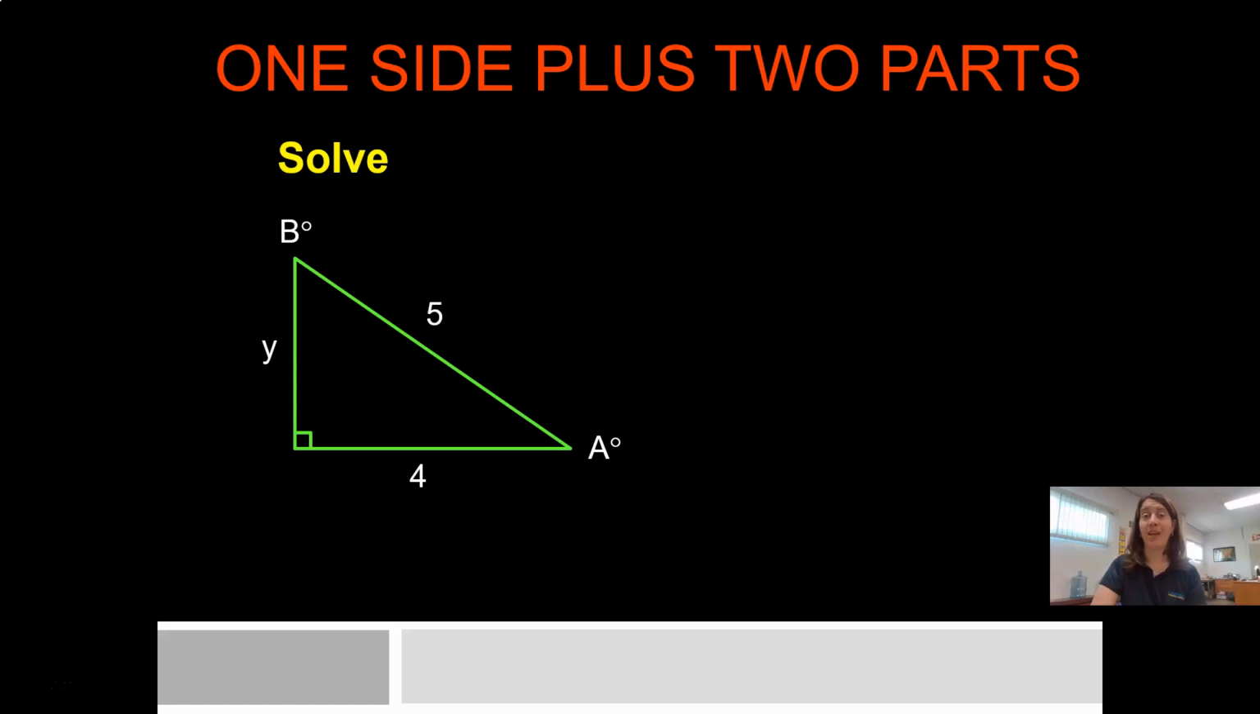Well, if I do have a right triangle and I'm just missing one side, how do I correctly find a side of a right triangle? I can use our Pythagorean theorem.